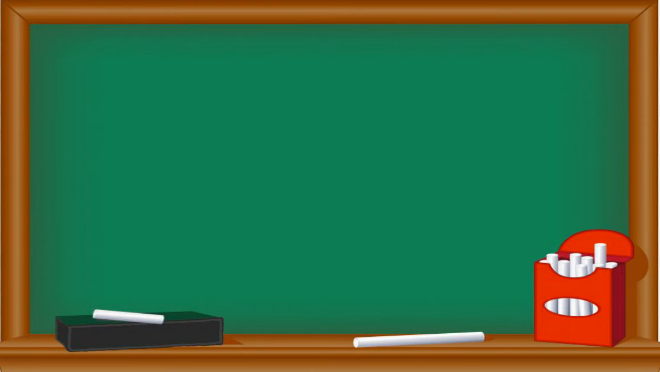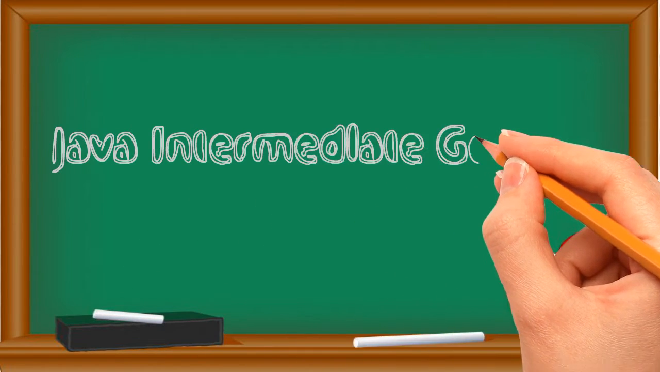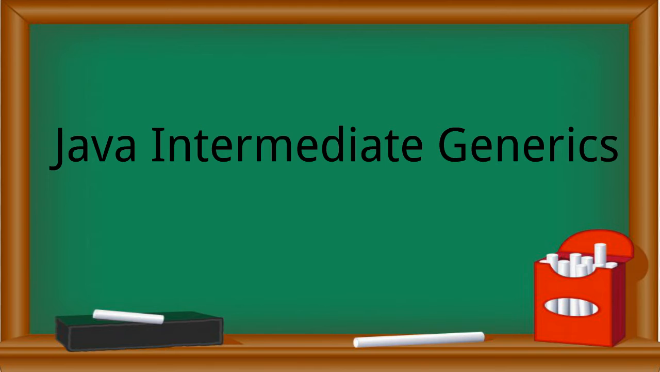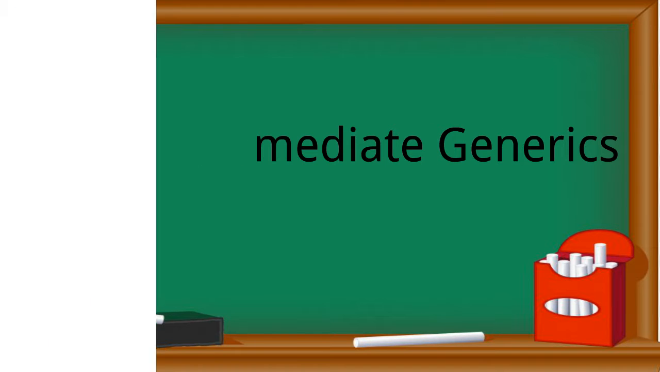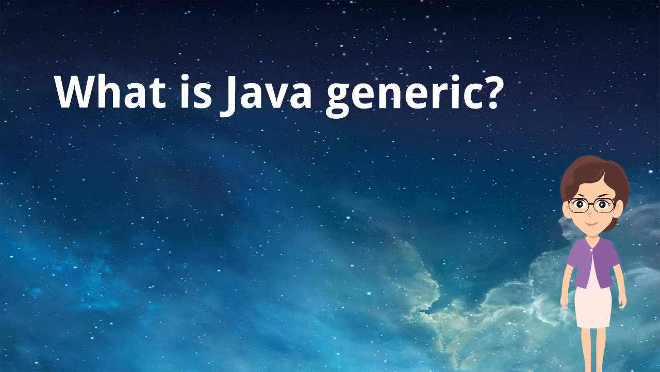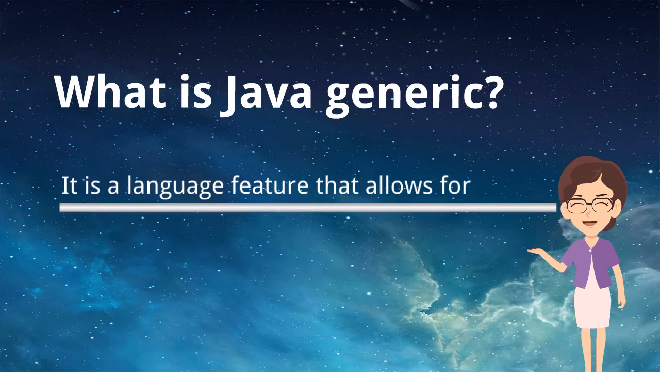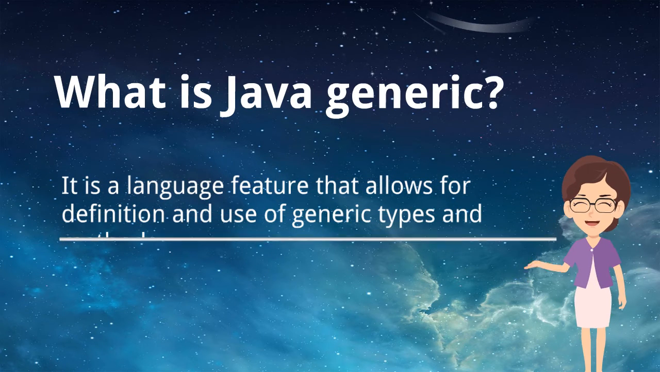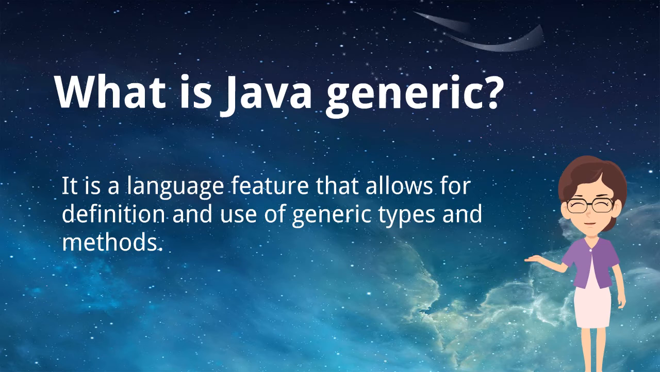Today we are going to learn about Java Intermediate generics. Before moving in depth, we should know what Java generics mean. So let's see what it means. Java generics are a language feature that allows for the definition and use of generic types and methods. Generic types are instantiated to form parameterized types by providing actual type arguments that replace the formal type parameters.